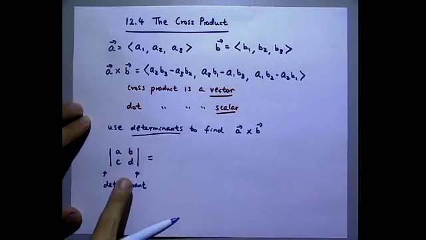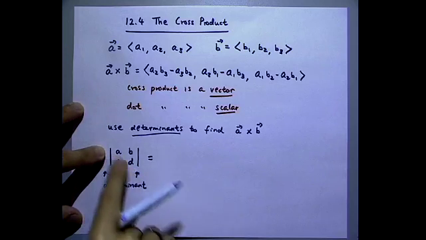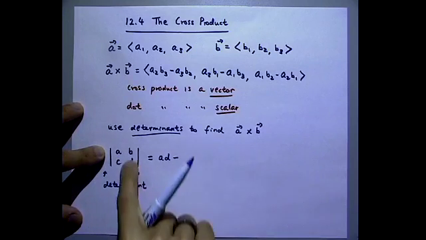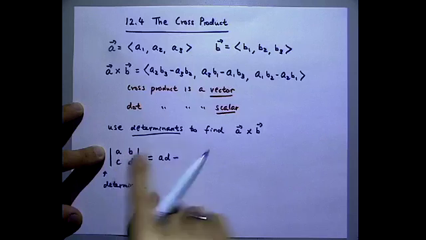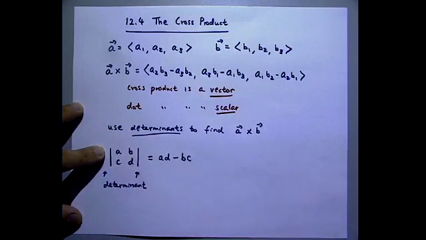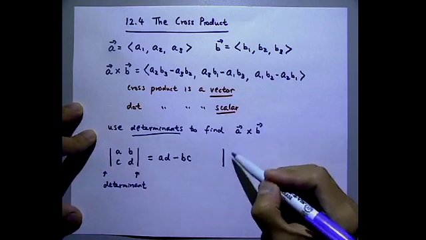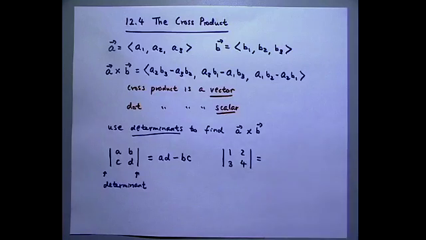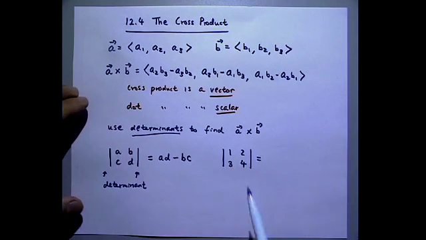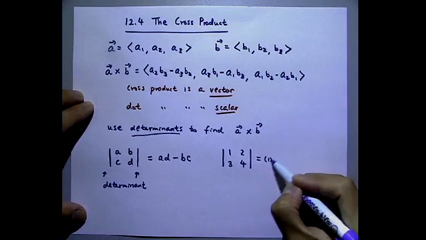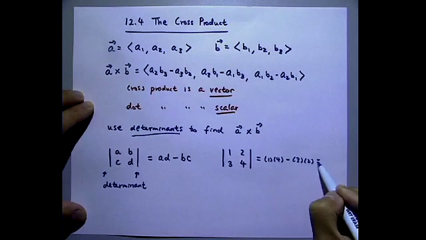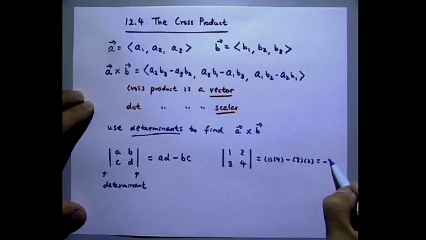When you see something like this, what you do is you multiply the main diagonal elements together, so A times D, and then you subtract away what you get when you multiply the other two numbers, B and C. To make it more concrete, if we're looking for the determinant of 1, 2, 3, 4, then we multiply 1 and 4 and subtract away 3 times 2. And so we get 4 minus 6, that's negative 2.